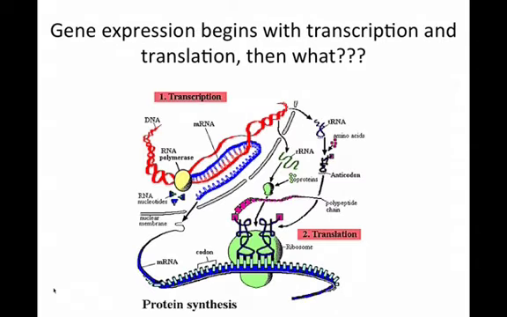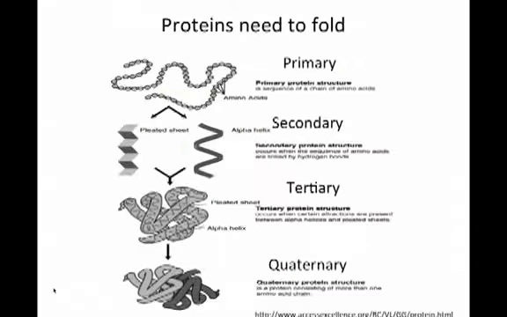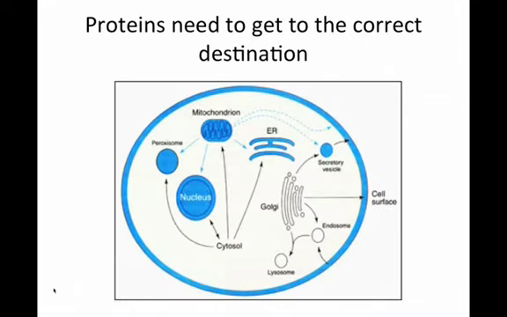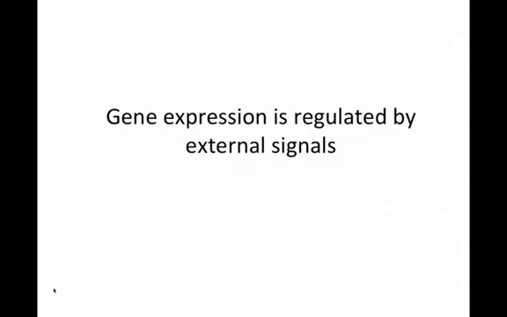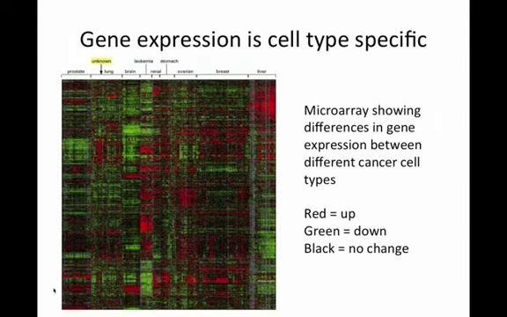Right, so we get transcription, translation, and then proteins need to fold, right? This you all know, primary, secondary, tertiary, quaternary. Proteins need to get to the right place, right? So if you work in the ER, you need to get to the ER. If you work in the nucleus, you need to get to the nucleus. Gene expression is regulated by external signals. So let's talk a little bit more about this. So this is what we mean. This is right out of the textbook.